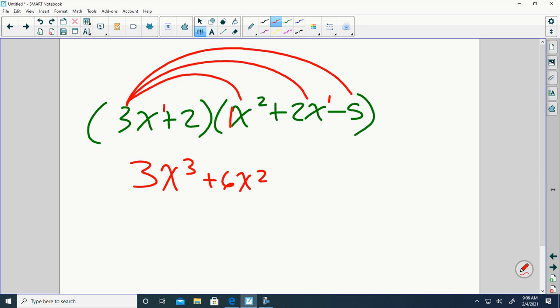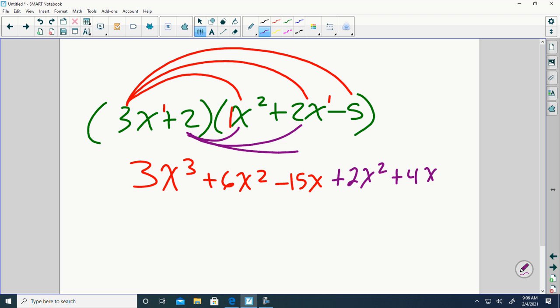3x times negative 5. 3 times negative 5. Negative 15 with an x along for the ride. Okay. Now just change color. 2 times x squared. 2x squared. Does that seem okay? 2 times 2x, to the first, thank you. 2 times negative 5. Negative 10.